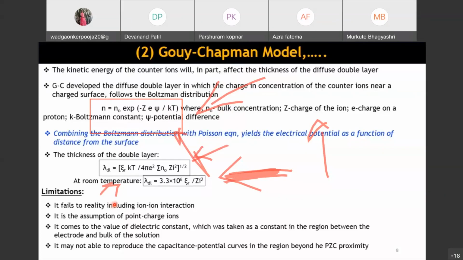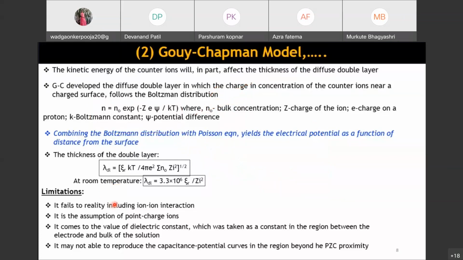Now we will learn about this Gouy-Chapman model: does it have any limitations or drawbacks? Limitations, rather than saying drawback. So its answer is yes.